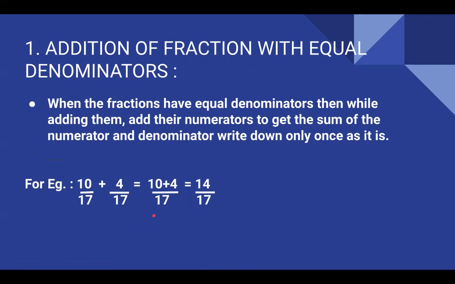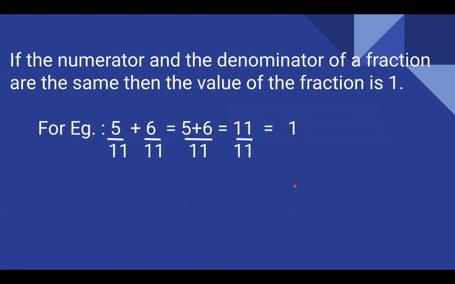Let's see the next rule. If the numerator and denominator of a fraction are the same, then the value of the fraction is 1. For example, 5 upon 11 plus 6 upon 11. These are two fractions with equal denominators. That's why we will add the numerators 5 plus 6 and write down the denominator only once, that is 11. So we will get the answer 11 upon 11.